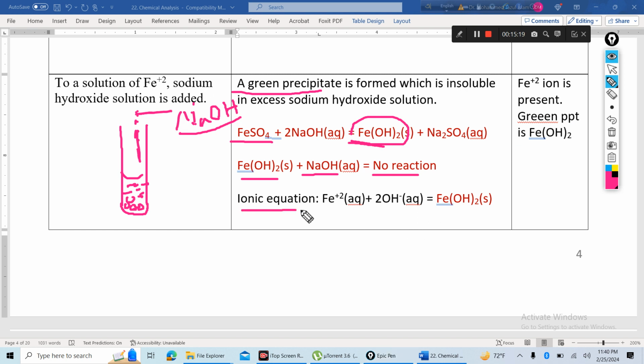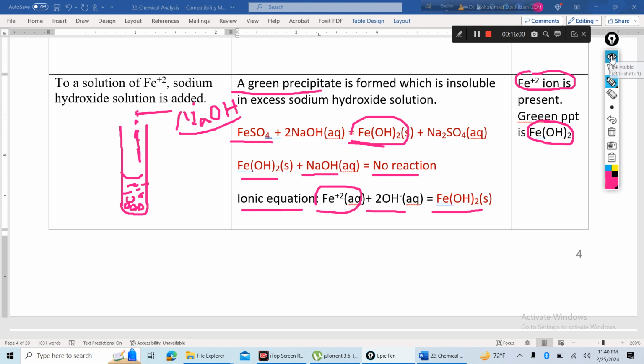And the ionic equation: iron 2 ion aqueous reacts with hydroxide ion to produce iron 2 hydroxide. If you are asked which ion is present, you write iron 2 ion is present. And what is the chemical formula of the green precipitate? You write iron 2 hydroxide is the green precipitate. You have to learn it: Fe(OH)2 is the green precipitate.